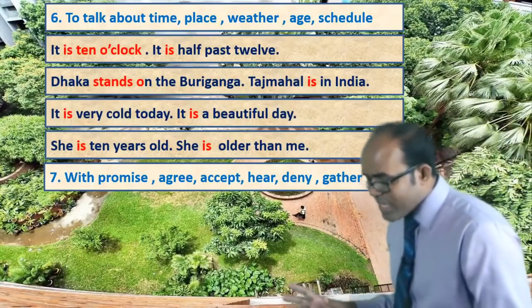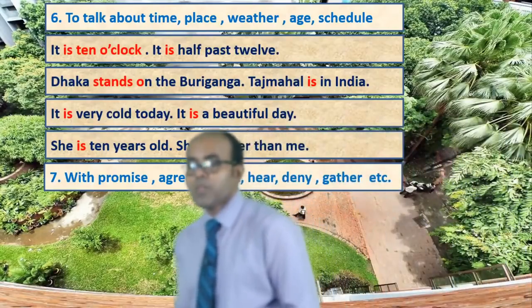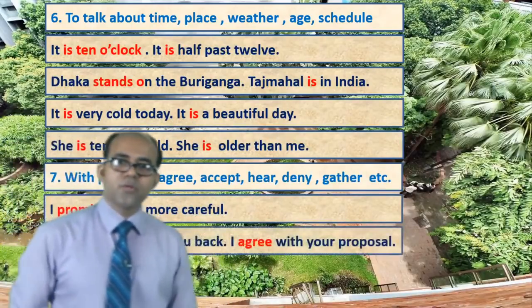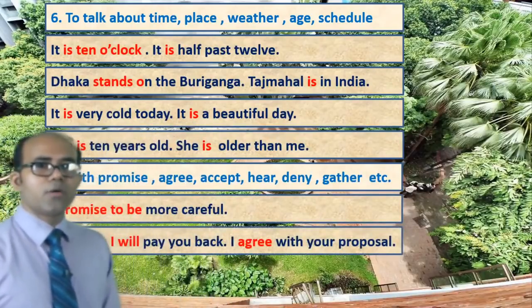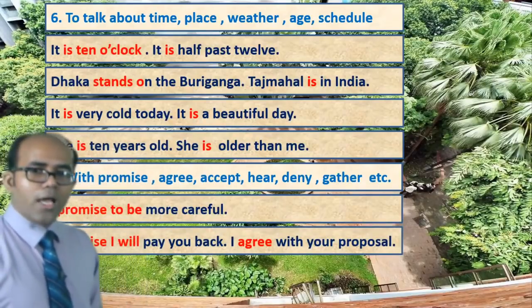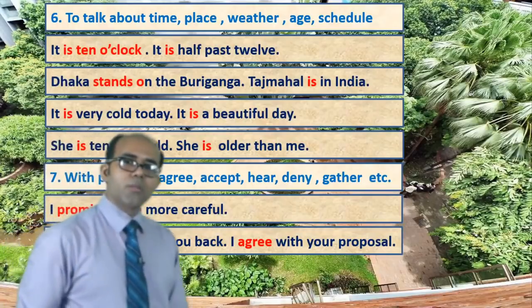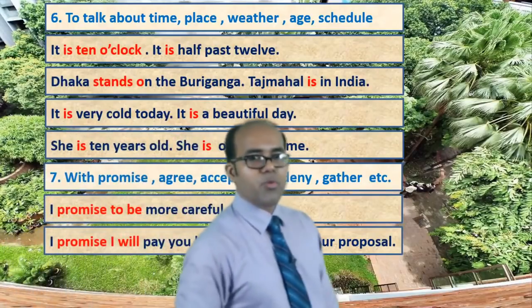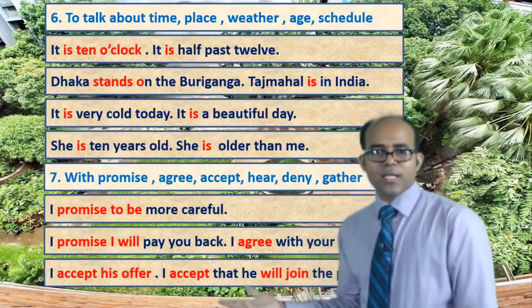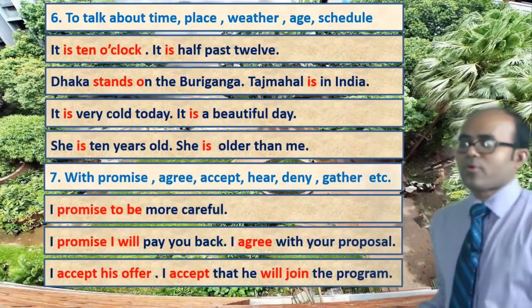এই শব্দগুলোর সাথে বেশিরভাগ ক্ষেত্রে আমরা সিম্পল প্রেজেন্ট টেন্স ব্যবহার করে থাকি। I promise to be more careful. I promise I'll pay you back. I agree with your proposal. Dear learners, I accept his offer. I accept that he will join the program.